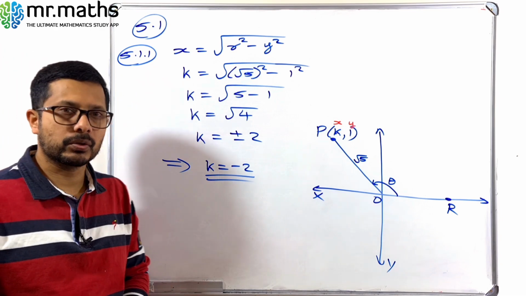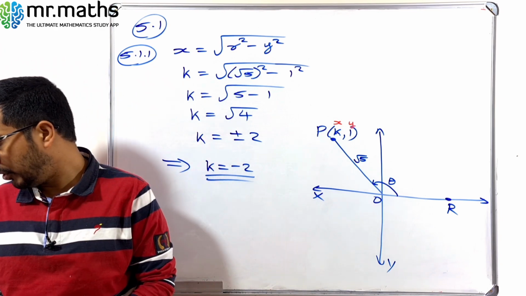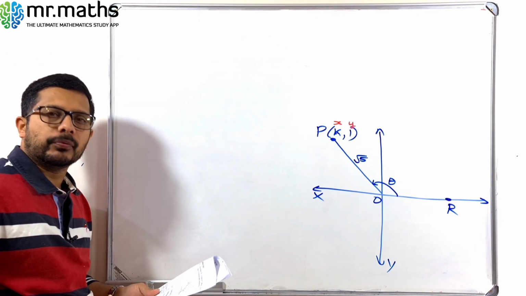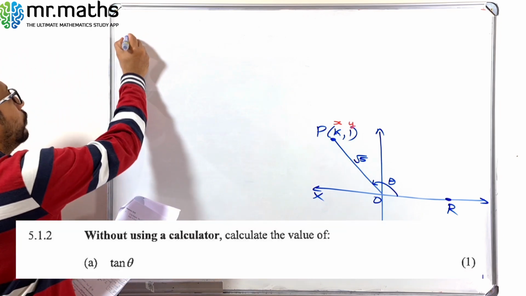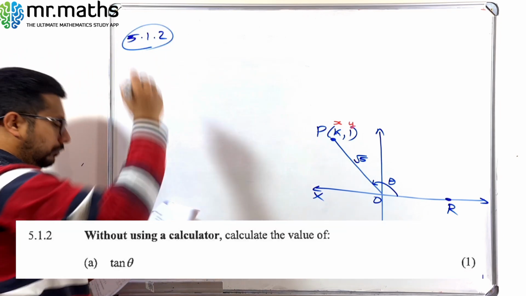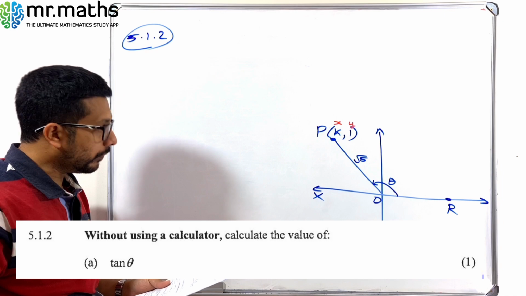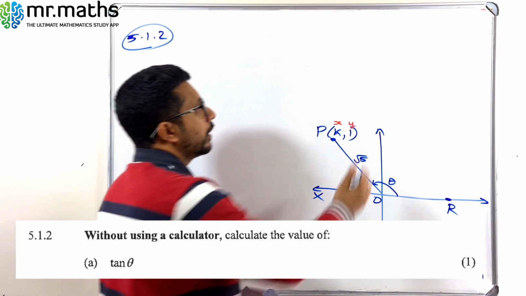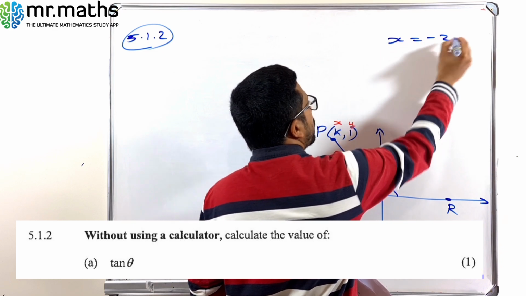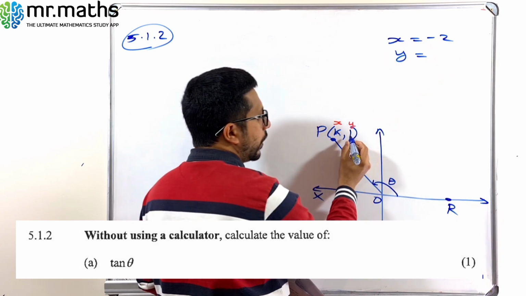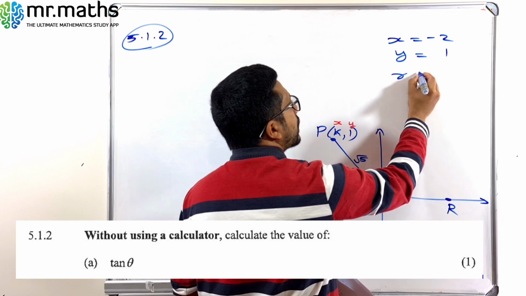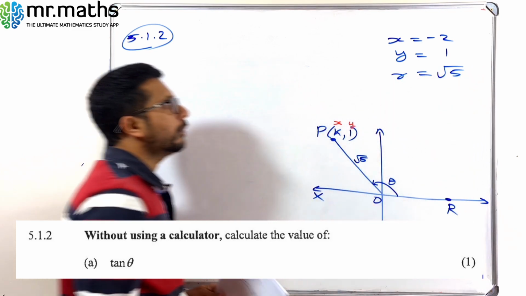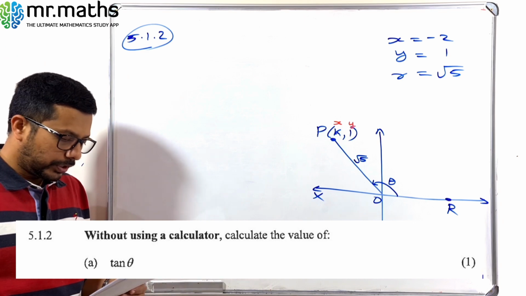Now let's go to the next question, 5.1.2. What is the value of K here? Minus 2. So it means that x is minus 2, y is 1, and what is r? It is given that r is root 5.